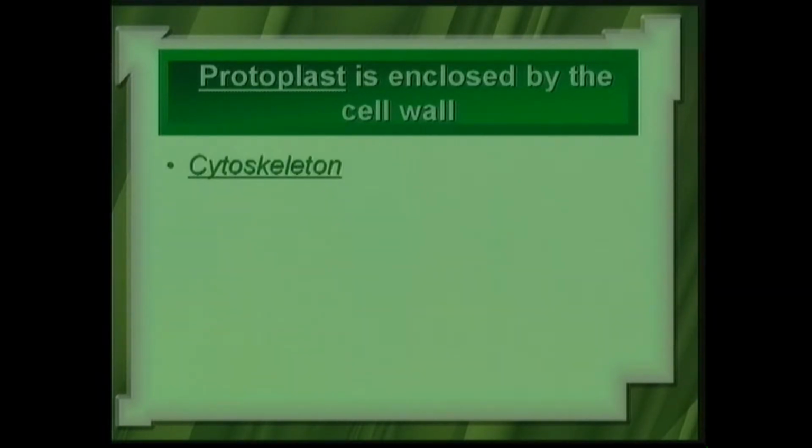Now another component of the cell, which we're not going to get into that much here, is called the cytoskeleton. Recall that the cell wall allows for external support.